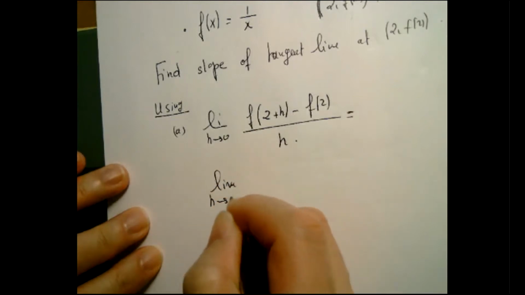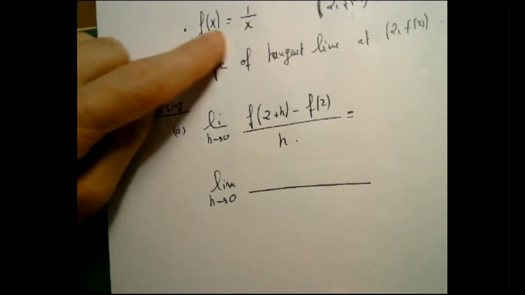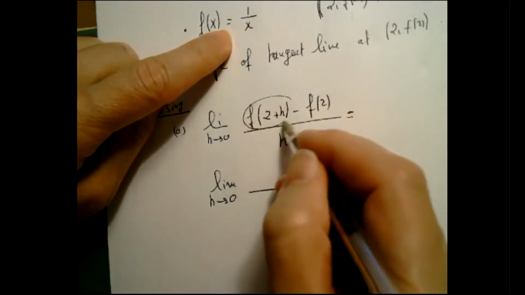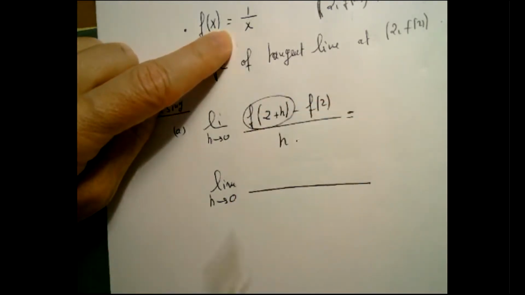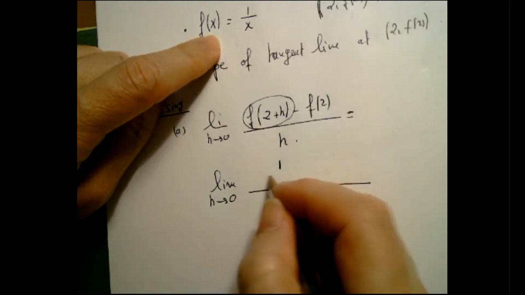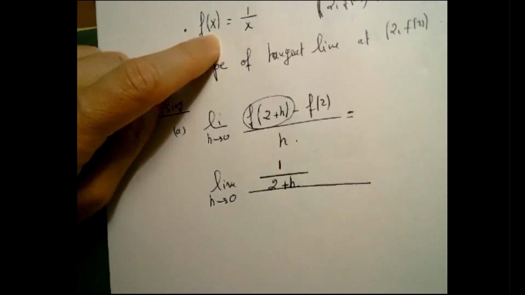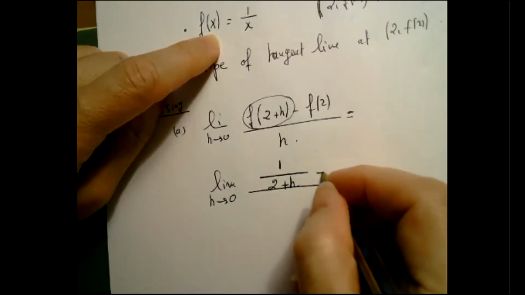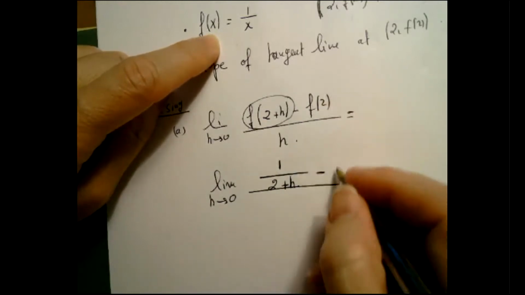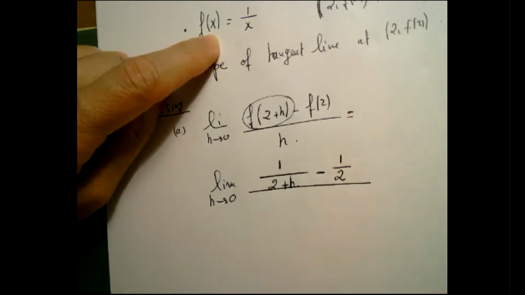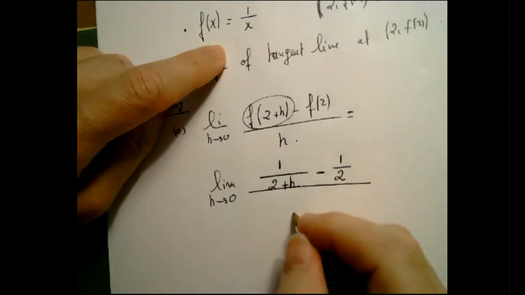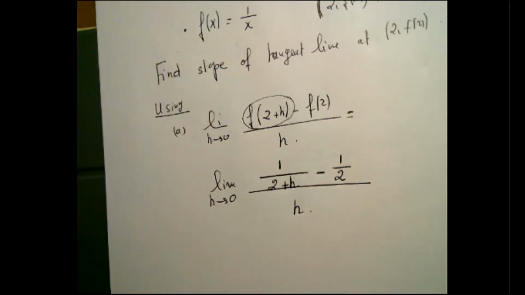So let us do that this way. What is f of 2 plus h? Be very careful. What does f do? It takes 1 over the input. So it's 1 over my input 2 plus h, minus what f does to 2, which is 1 over 2. The whole thing divided by h. So now we have to do a limit.